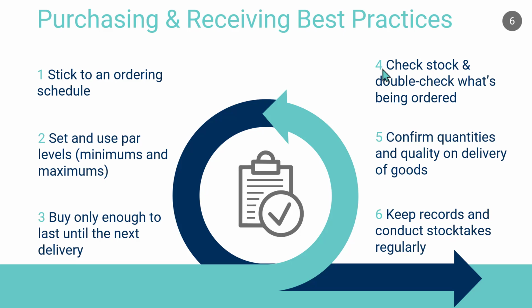Then during the delivery or receipt of the goods, ensure that the quantities on the supplier's invoice match what's actually being received and what's been ordered, and also that the quality is acceptable. So no damaged goods, dented cans, produce should be fresh, it should be temperature controlled, frozen product shouldn't be received partially thawed, and so on and so forth.